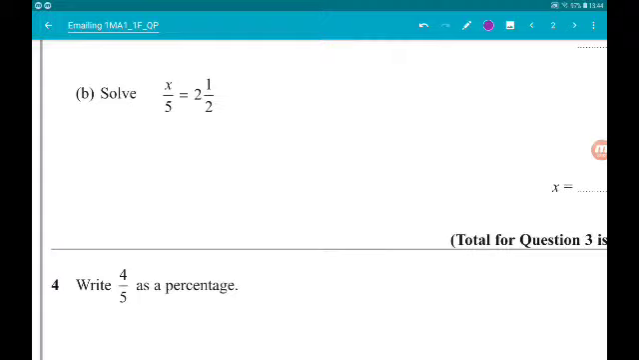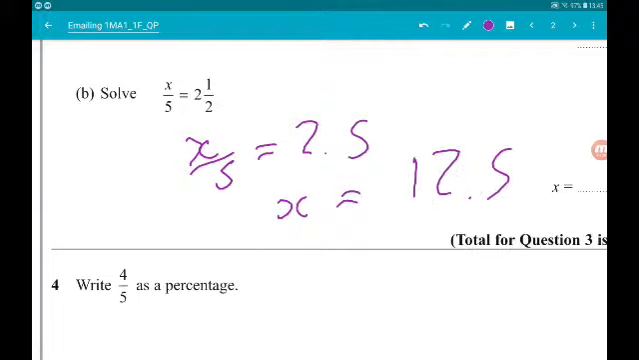Part B then wants us to solve x over 5 is equal to 2.5. So, first of all, it's probably easy to think of 2.5 as 2.5. So we've got x over 5 is equal to 2.5. Now, x over 5 means x divided by 5, so to cancel that out, we multiply both sides by 5. So, x is going to be, 5 times 2 is 10, 5 times 0.5 is 2.5. 10 add 2.5 is 12.5. Cool.